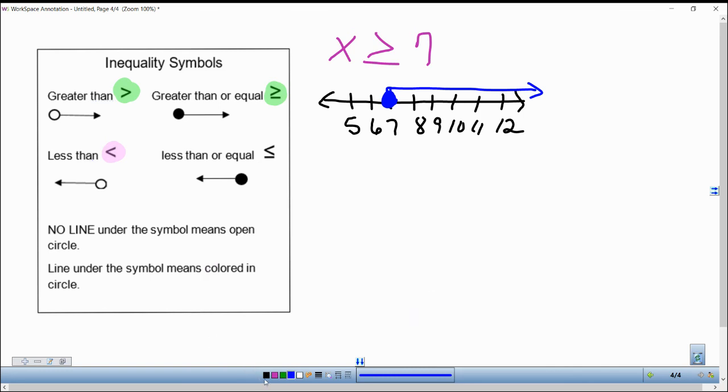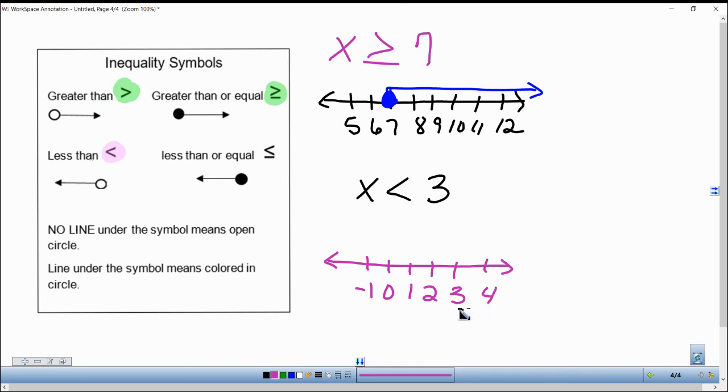Let's do one more. x is less than 3. Draw a number line. Okay, so less than means our symbol is going to be open. So it would just be an open circle. So anything that was colored in would be wrong. And then less than moves to the left.